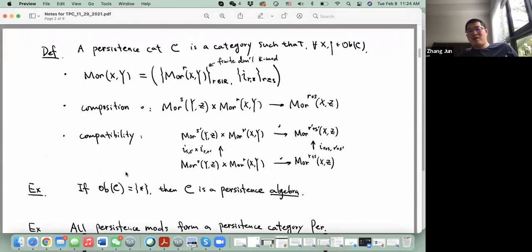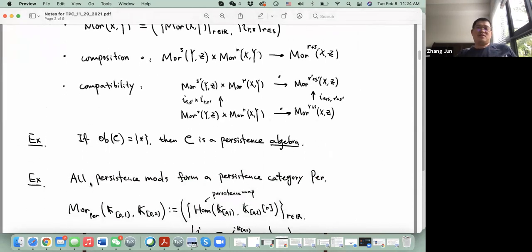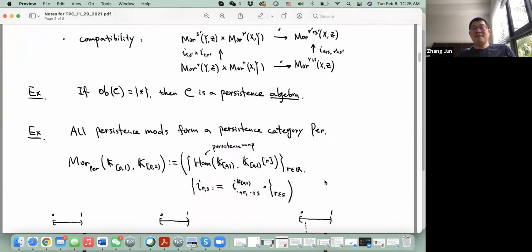For example, if your object is only one point, then this category is a persistence algebra. It is better than a persistence module because you can multiply two things. And all the persistence modules together will form a persistence category. This is quite a big category. I denote this as PER. So let's see how the morphism looks. So the morphism in this big category between two persistent modules.